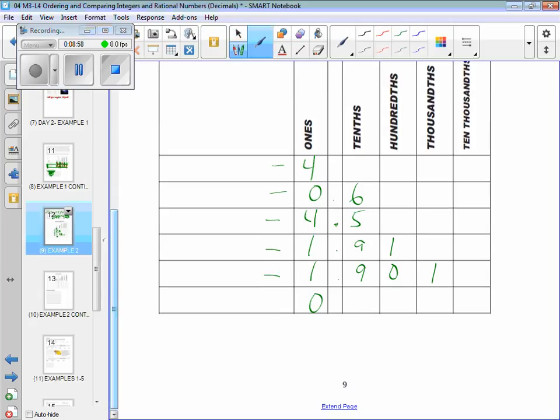What needs to go in all these other boxes? Just say it. 0. Thank you. Annex zeros, place value or placeholder zeros. Good. What do they want? Least to greatest or greatest to least?